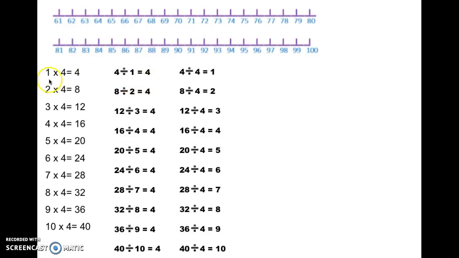So we're looking here. 1 times 4 is 4. If we do 4 divided by 1, we're going to get 4. And if you do 4 divided by 4, you're going to get 1. Okay? And you'll notice that, again, your two factors in your product are going to show up in your division.